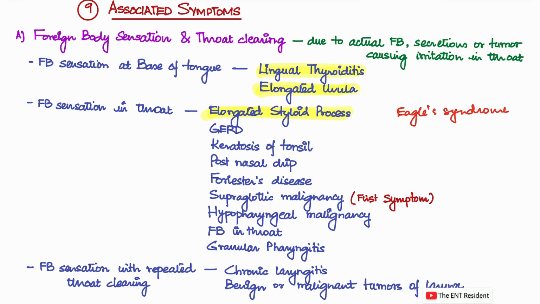Next is gastroesophageal reflux disease, keratosis of tonsil, postnasal drip, Forestier disease, supraglottic malignancy. So, in supraglottic malignancy, foreign body sensation is often the first symptom that the patient comes to you with. It can also be seen in hypopharyngeal malignancy, a foreign body in throat, or granular pharyngitis. If a patient presents to you with foreign body sensation with repeated throat clearing throughout the day, it can point towards chronic laryngitis or any tumors involving the larynx.